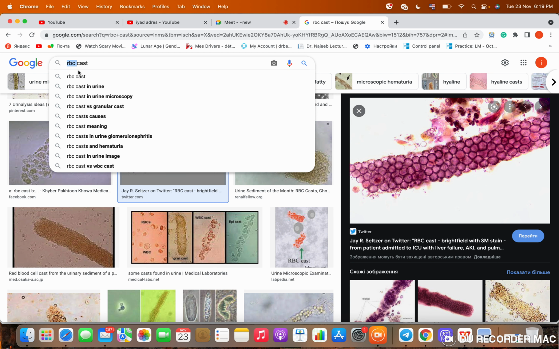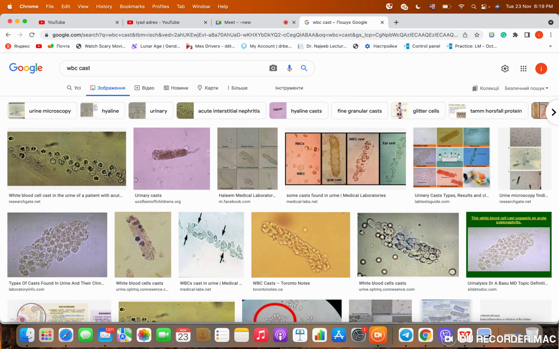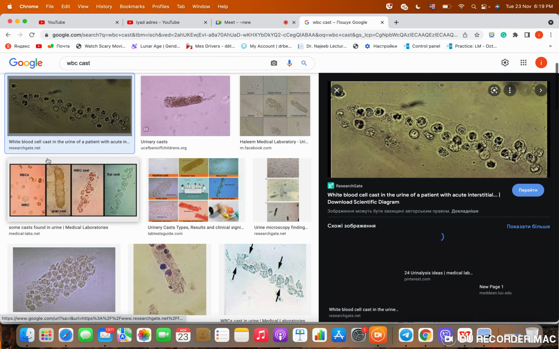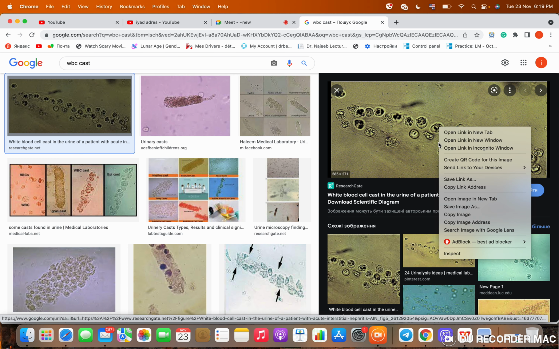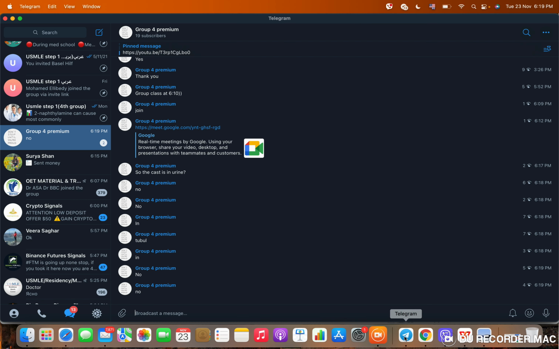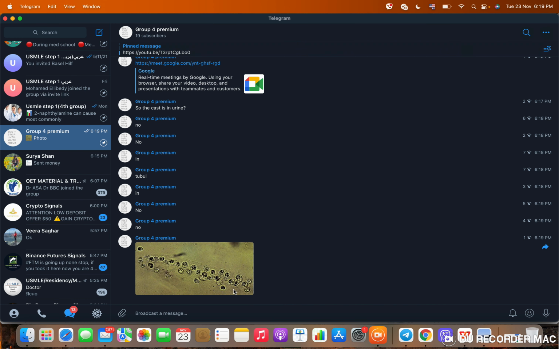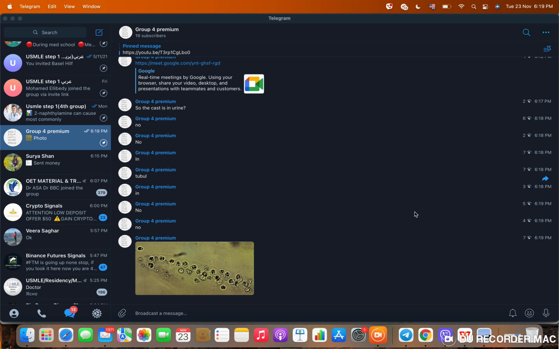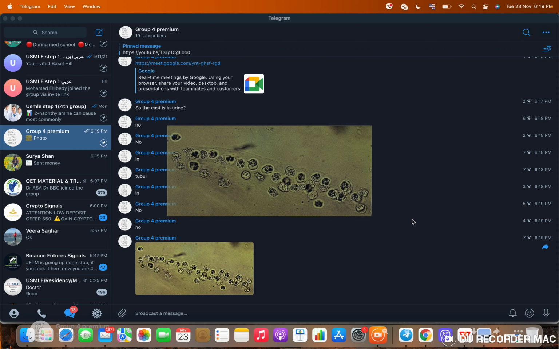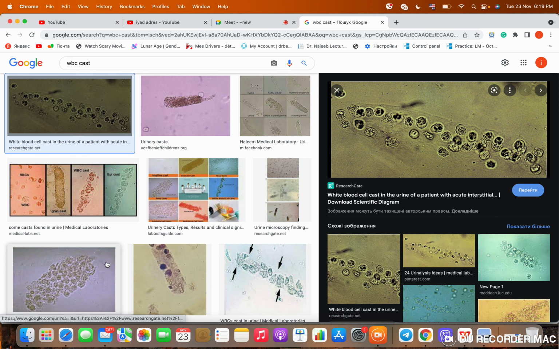Okay, since there is an RBC cast, there must be a white blood cell cast, which is really common in case of inflammation of the kidney. So let's take a look at it. Let me just copy this, paste it here. Can you see here inside of this picture, there are multinucleated cells which resemble neutrophils, yeah? You can see nuclei inside of it. So that makes it white blood cells. And this is a cast because it was casted inside of the tubules.